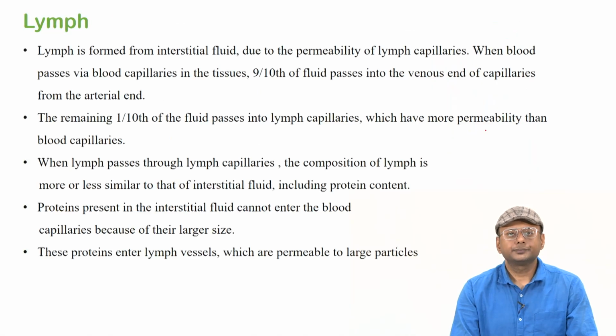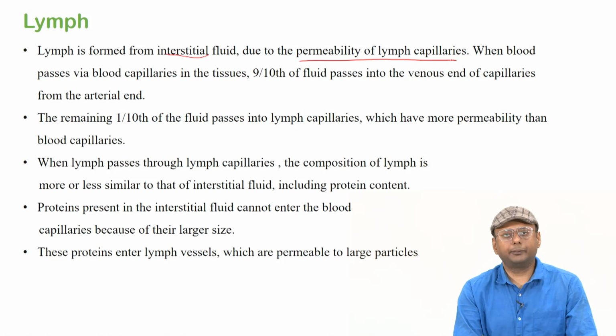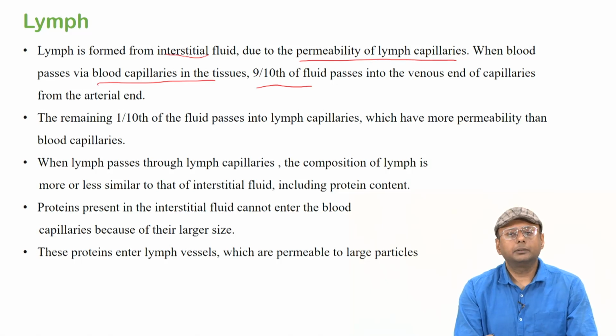Okay. So, what is lymph? Lymph is formed from the interstitial fluid due to the permeability of the lymph capillaries. So, when blood passes via the blood capillaries in the tissue, 9/10, almost like 8 or 9th part of the whole fluid passes into the venous end of the capillary from the arterial end. But the remaining 1/10 of that fluid gets retained in the lymph capillary.